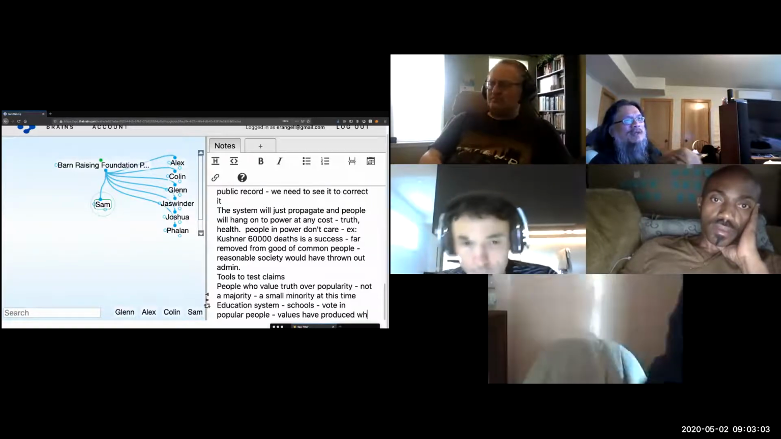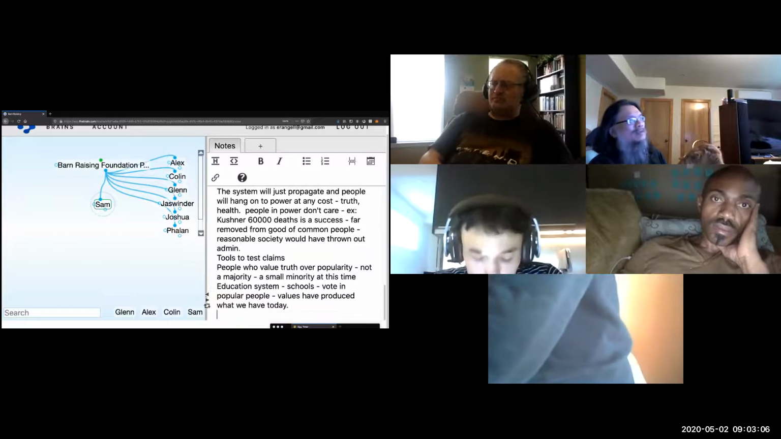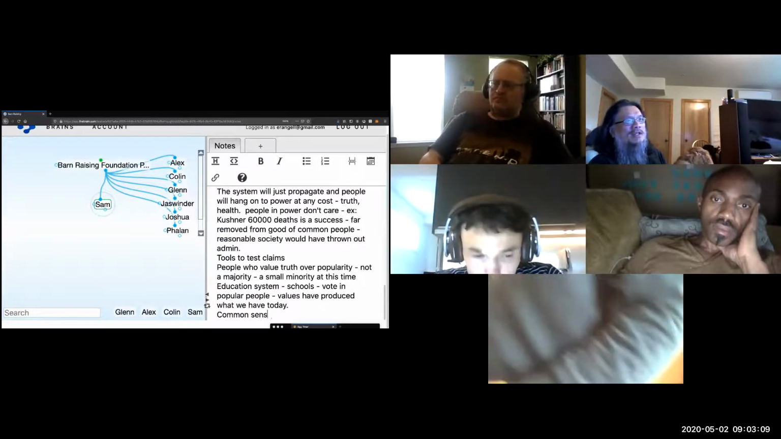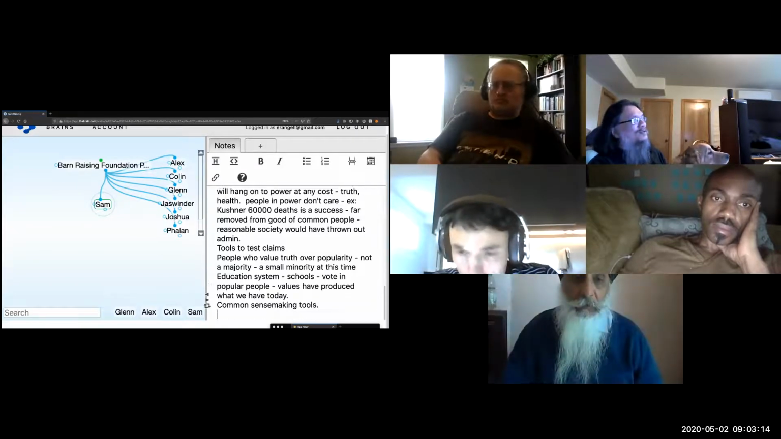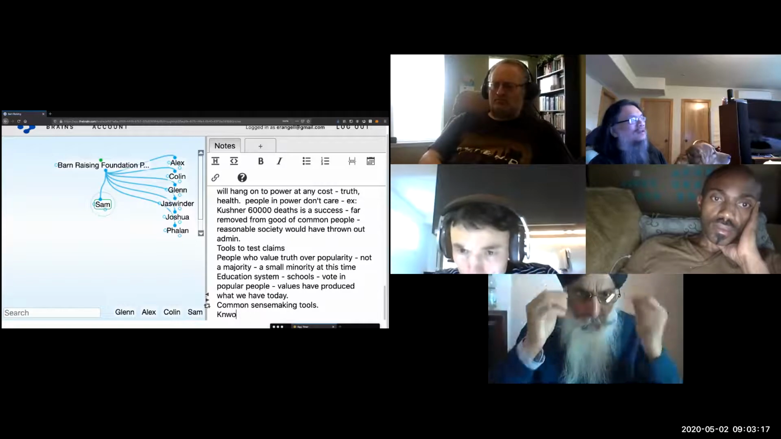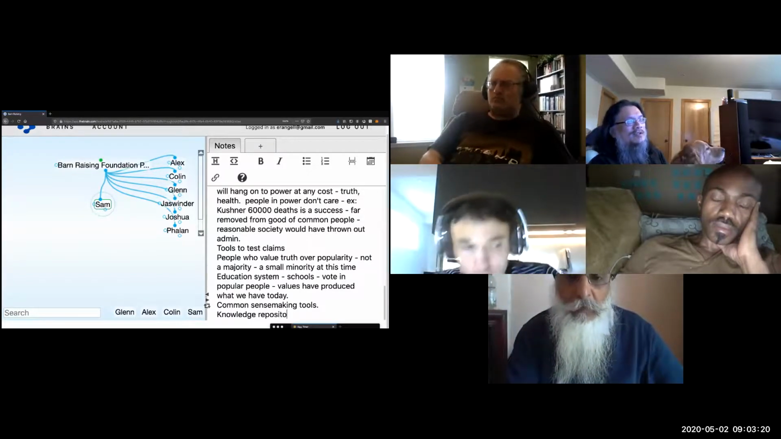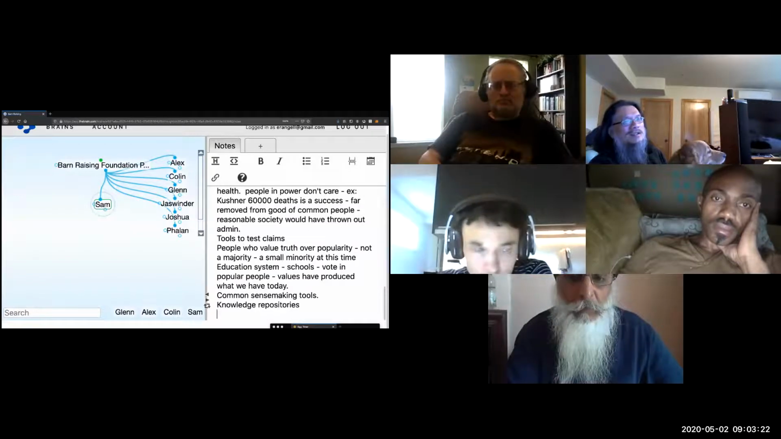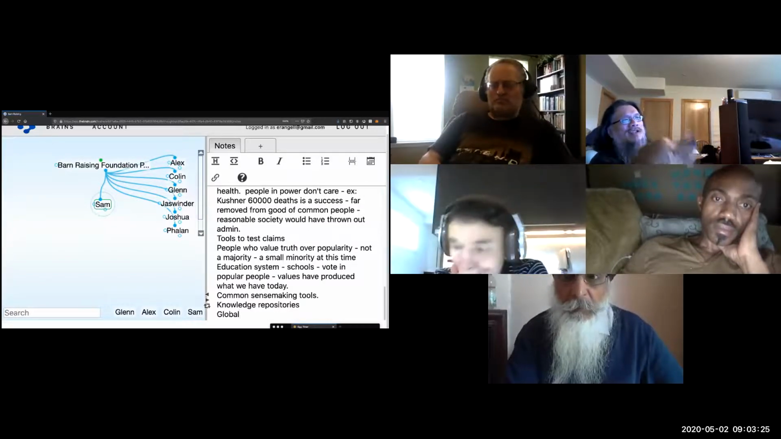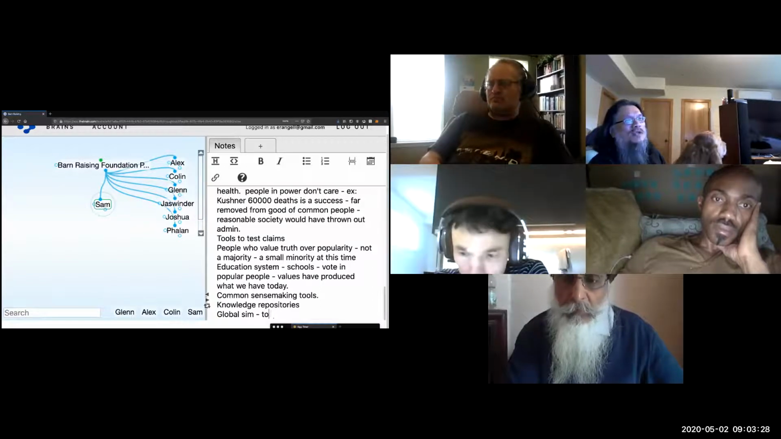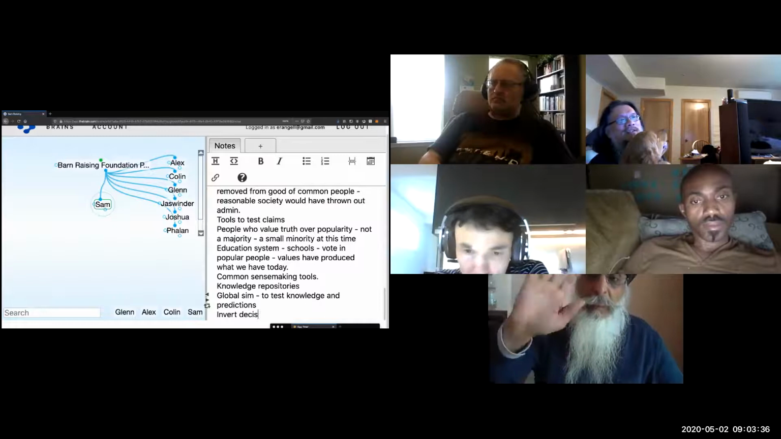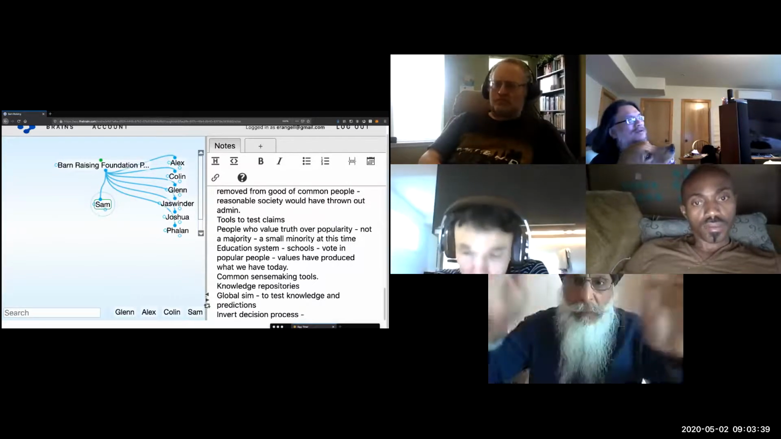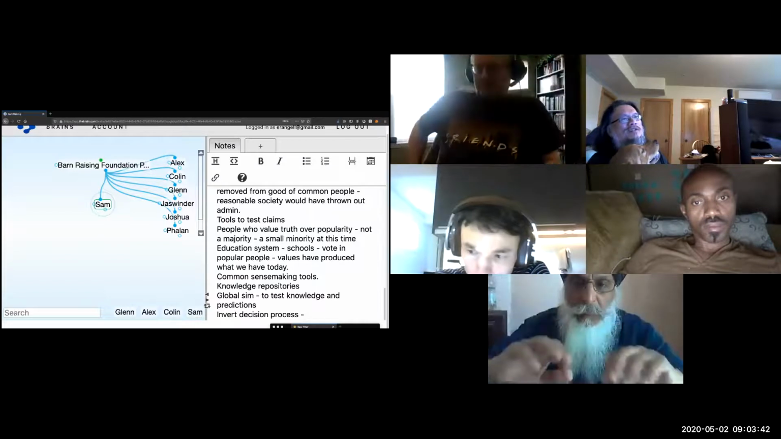We need common sense-making tools that can actually test these claims. We need to be able to have people connect in such a way that we can actually work together to do this. We need knowledge repositories where we can actually construct these models. We need systems like what I'm calling the global sim to be able to test the knowledge and its predictions. And we need to invert the decision-making process in society so that everybody co-creates a solution, not just spends 10 seconds voting. So we need that inverse of what's going on.